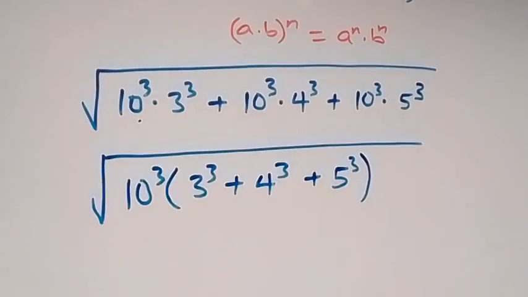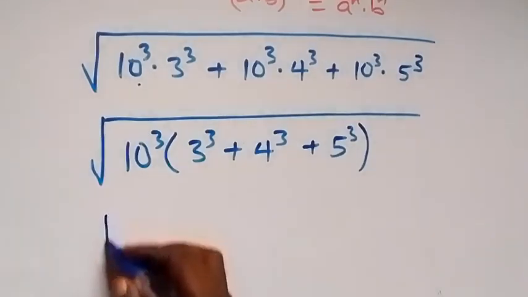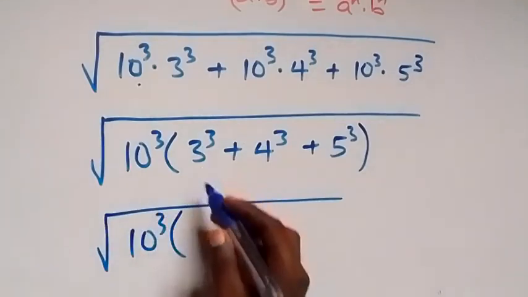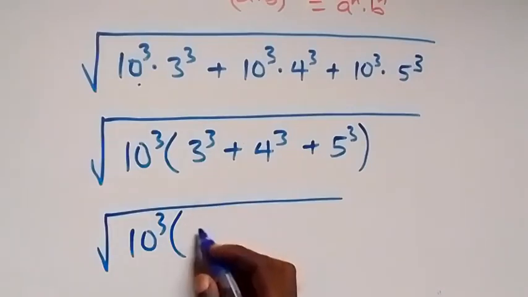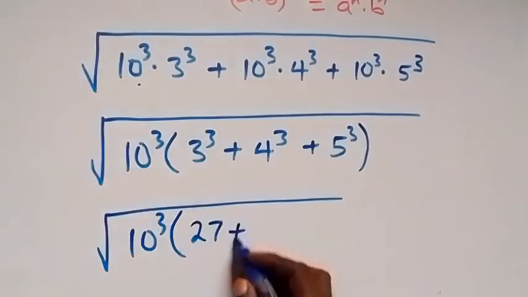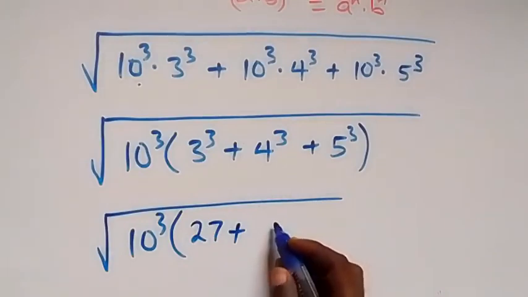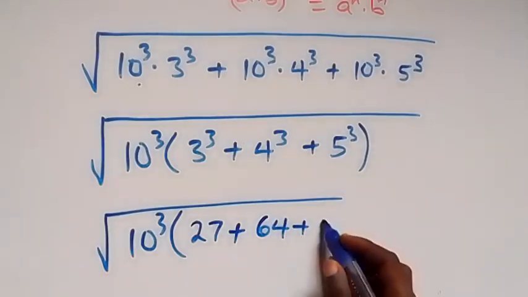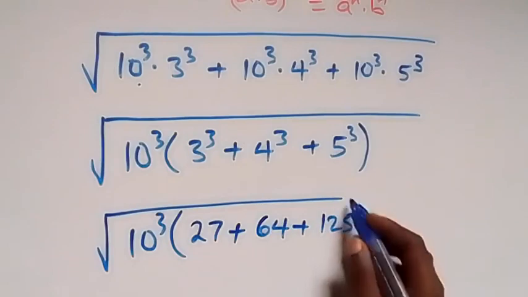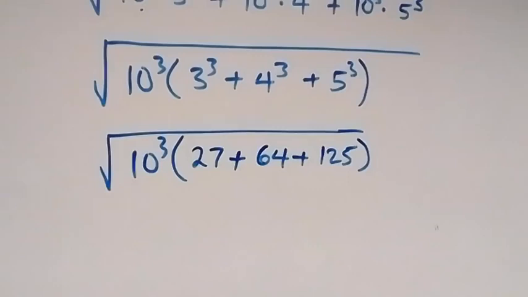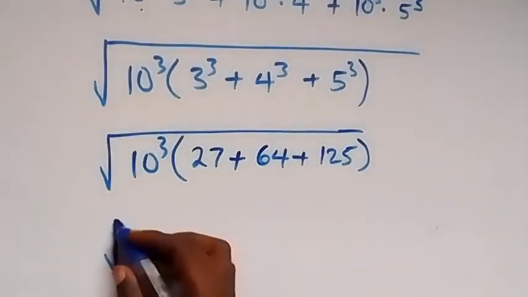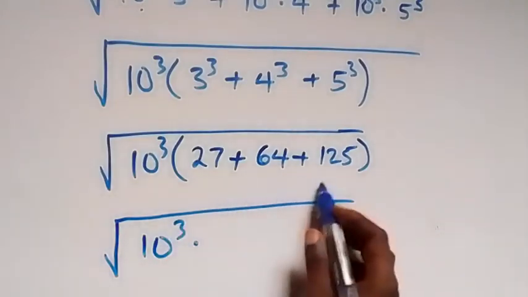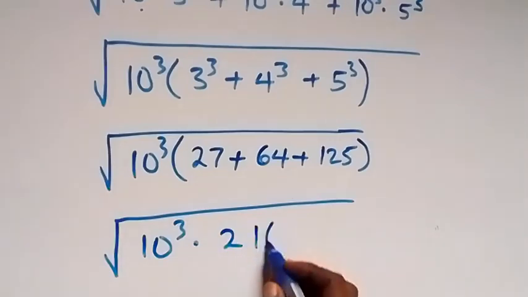Then from here becomes square root of 10 raised to power 3, then into bracket 3 raised to power 3, 3 multiplied itself 3 times, that's 27, plus 4 raised to power 3, 4 multiplied itself 3 times, that's 64, then plus also 5 raised to power 3, we have 125. Then close bracket, which we can write as square root of 10 raised to power 3 multiplied by the sum, which gives us 216.